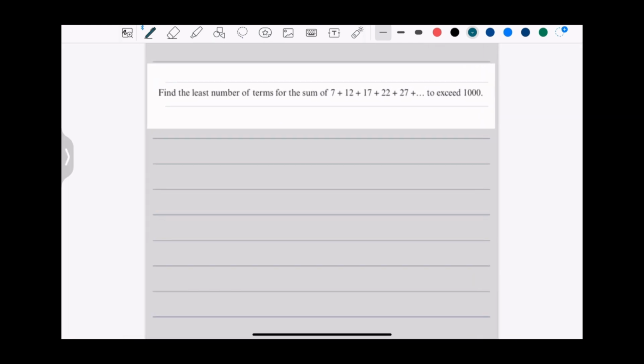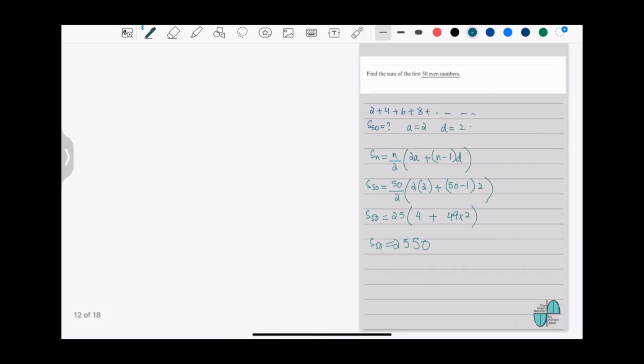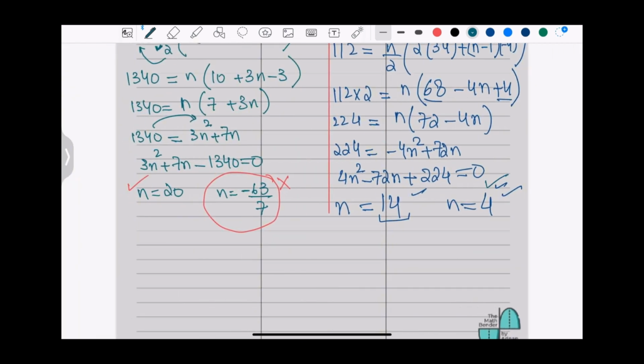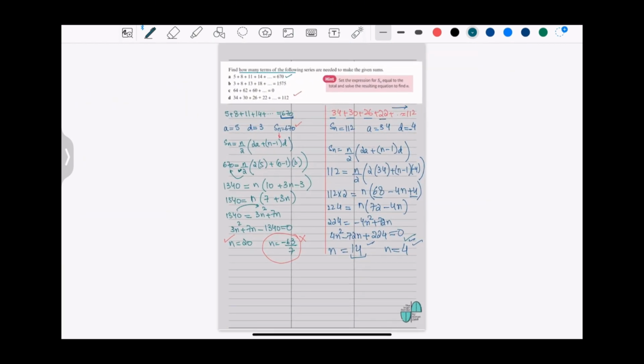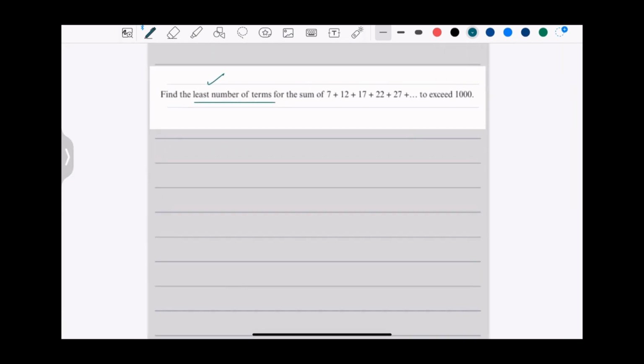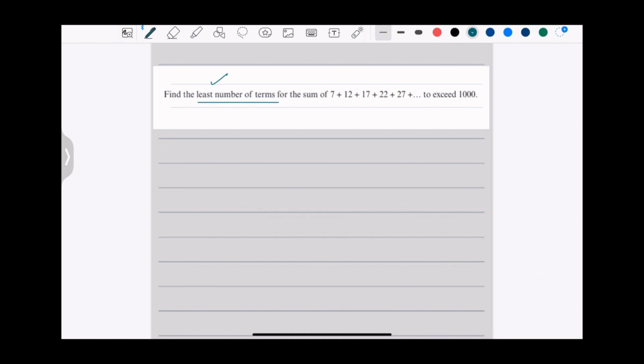Let's see another question. Find the least number of terms. By the way, if this question had been here, then we would have taken this one. But these are the least number of terms that would reach the sum of 112. The question here is a little bit different. Find the least number of terms for the sum of 7 plus 12 plus 17 and so on to exceed 1000. So the sum has to exceed 1000.